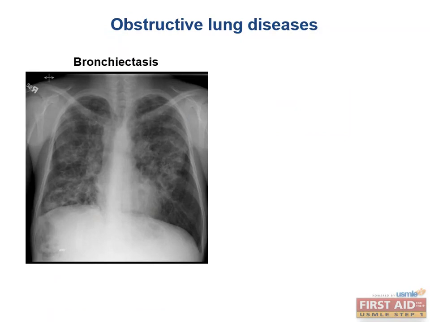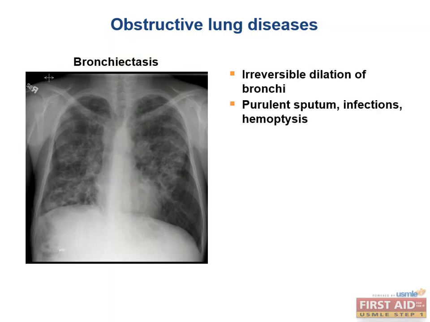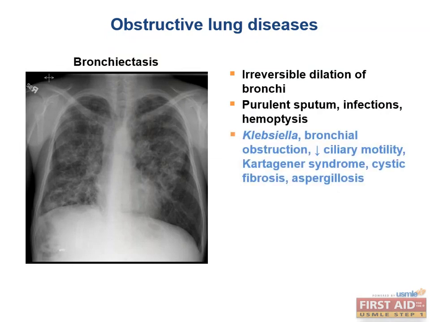Finally, we come to bronchiectasis, which is a permanent, irreversible dilation of the proximal and medium-sized bronchi. This condition may present with purulent sputum, recurrent infections, and hemoptysis. Causes of bronchiectasis include necrotizing infections with bugs like staph and Klebsiella, as well as bronchial obstruction, poor ciliary motility, Kartagener syndrome, cystic fibrosis, and allergic bronchopulmonary aspergillosis.